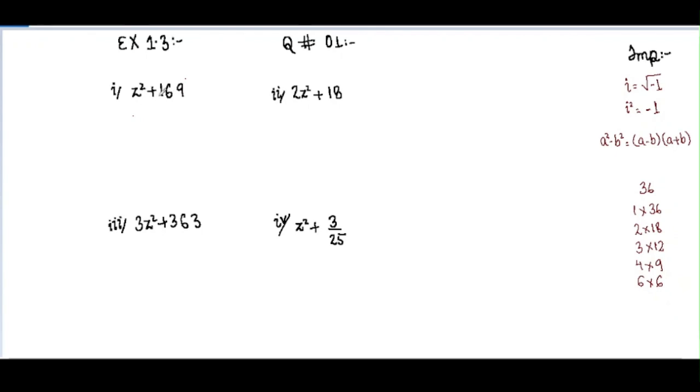Majorly, whenever we are solving quadratic polynomials, we are going to use this formula: a square minus b square equals a minus b into a plus b. Then we are going to use the formula a plus b whole square equals a square plus b square plus 2ab. And another formula, I'm going to write it over here, there is no space left there. So a minus b whole square equals a square plus b square minus 2ab. So we are just going to use these three formulas.